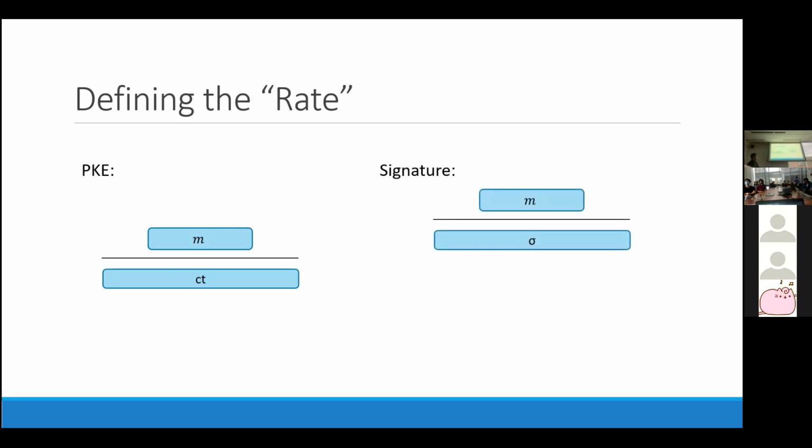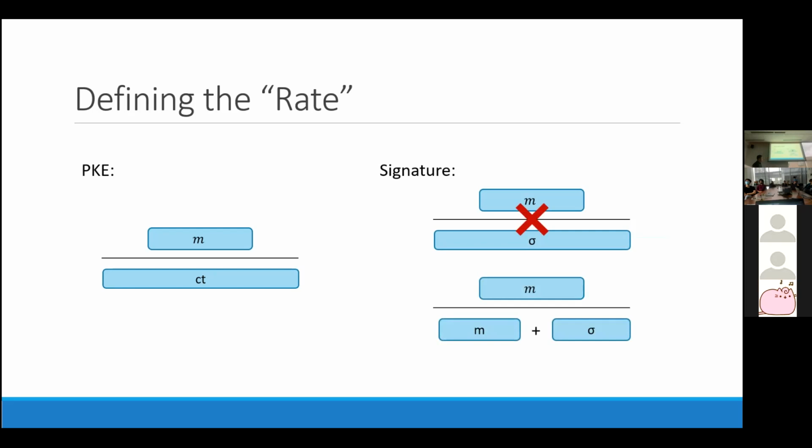You might think we can define it just as message size over signature size. But remember, signature size can be independent of the message size. What we actually want to capture here is the overhead added onto the entire communication. But when you're sending over a signature, you're sending it together with the original message, so that doesn't capture the overhead added. Then we might think, okay, you might just do message size over message size plus signature size.